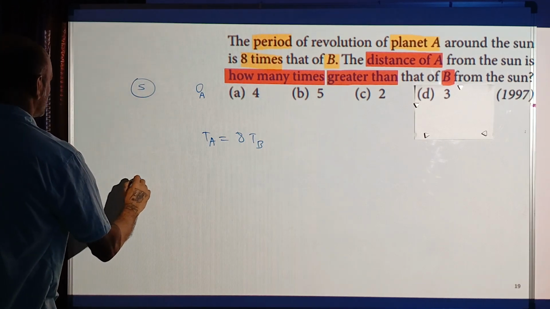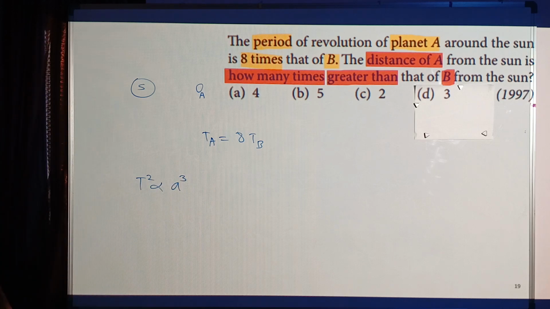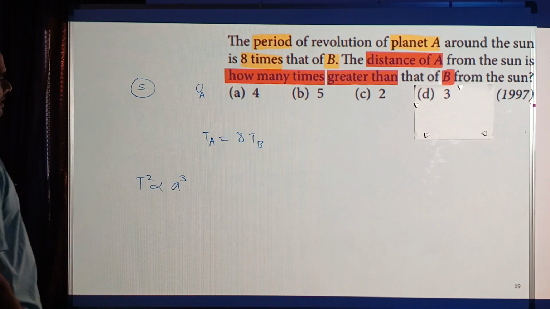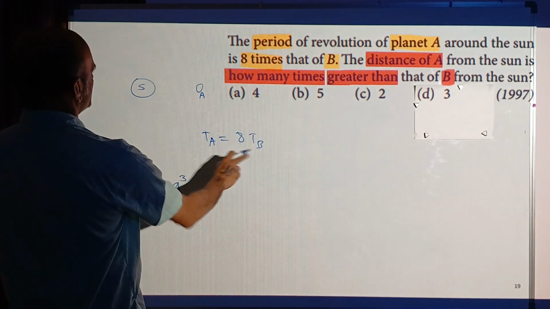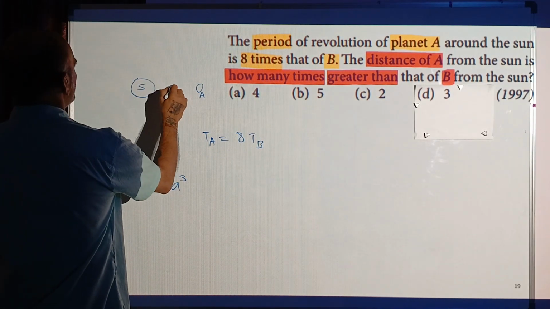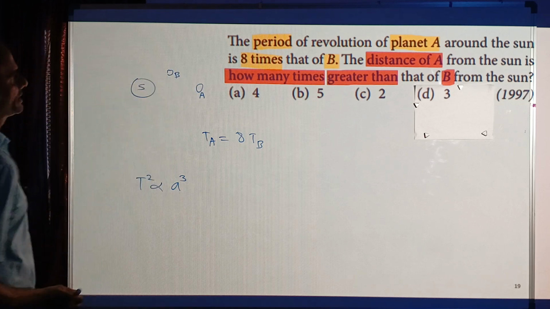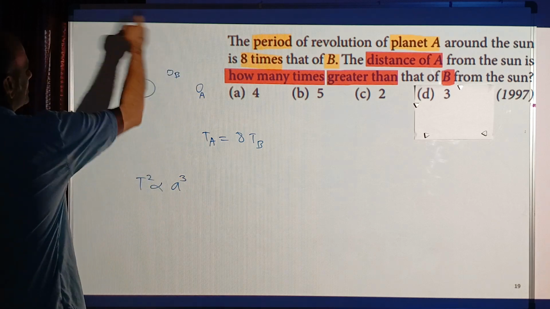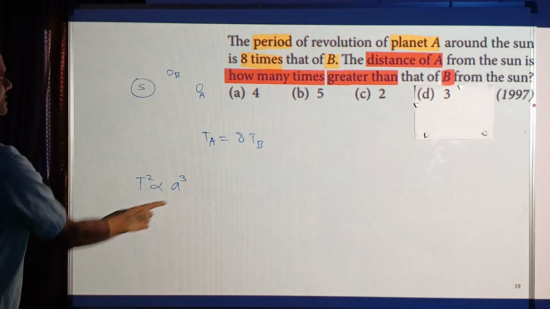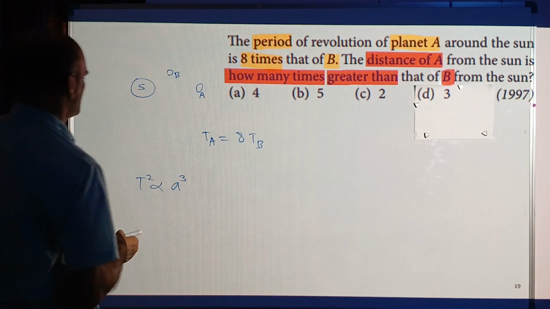From Kepler's third law, we know T square is proportional to a cube, where a is the semi-major axis of the ellipse. So larger time means it's farther away. Since A is taking more time, it's farther away. So planet B will be somewhere here. Both are making elliptical paths. Since A is taking larger time, it will go on a bigger ellipse. So this we can use for A and B.